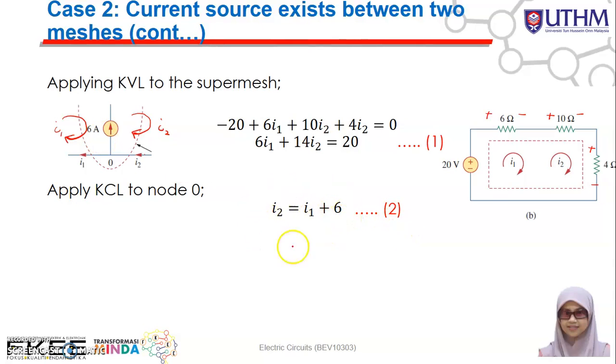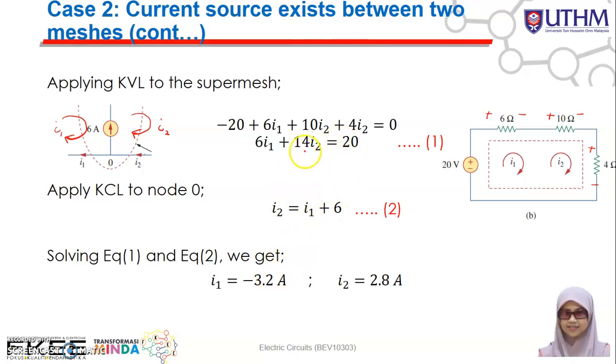Then you can substitute this equation into equation number 1. By substituting, you get I1 equal to negative 3.2 ampere and I2 equal to 2.8 ampere. All right, so for case number 2, what you need to do is apply both.